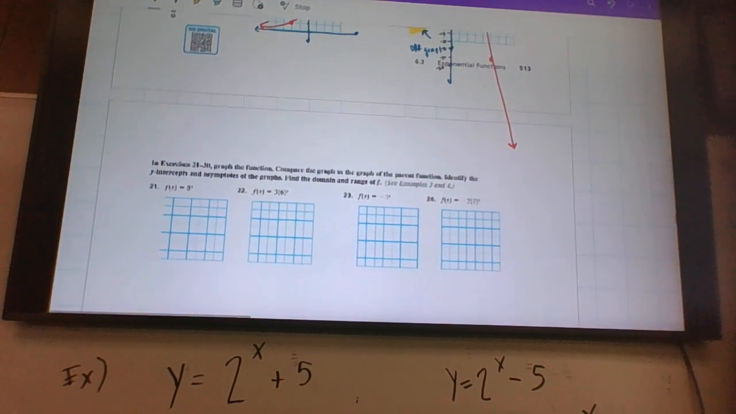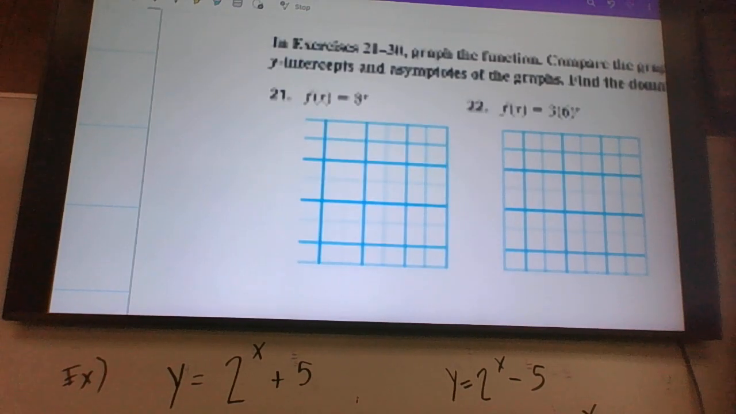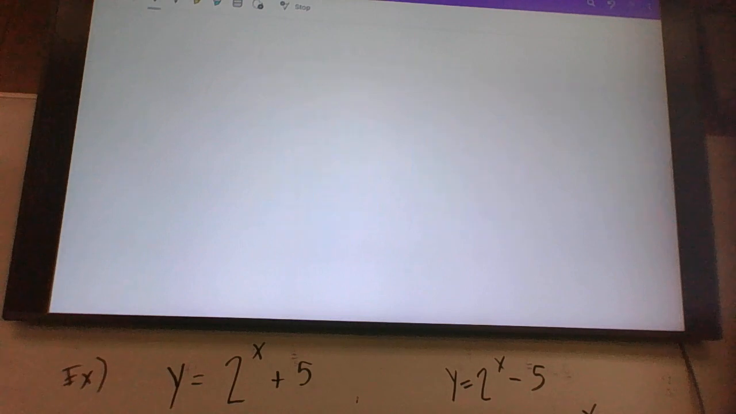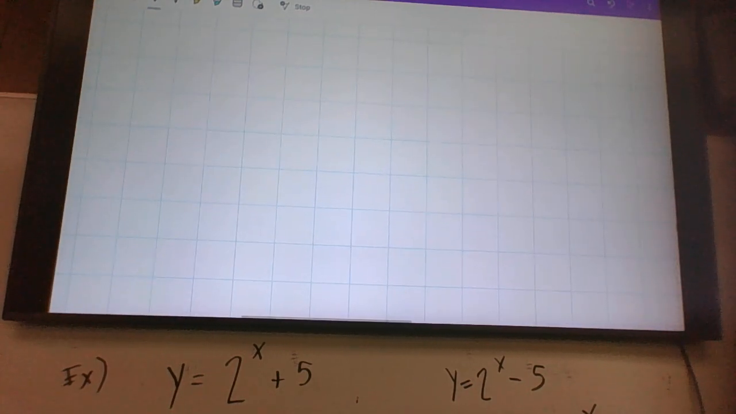All right, I got 2 more. 21 and 23. Let's do it. That's it. That's all we have to do. 21 and 23. For both of them, you guys are doing the same table you did up here.